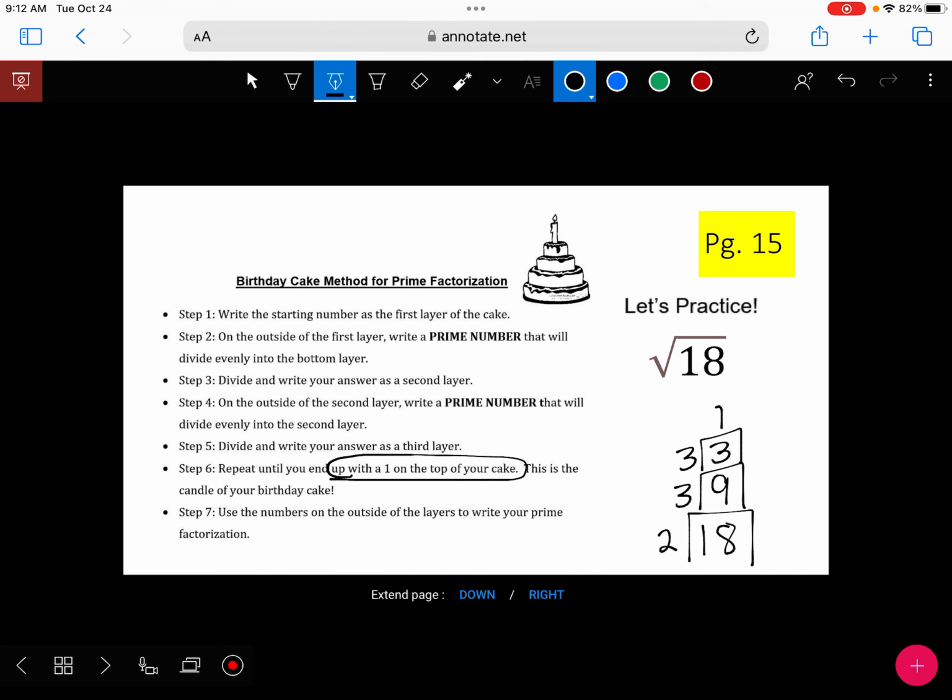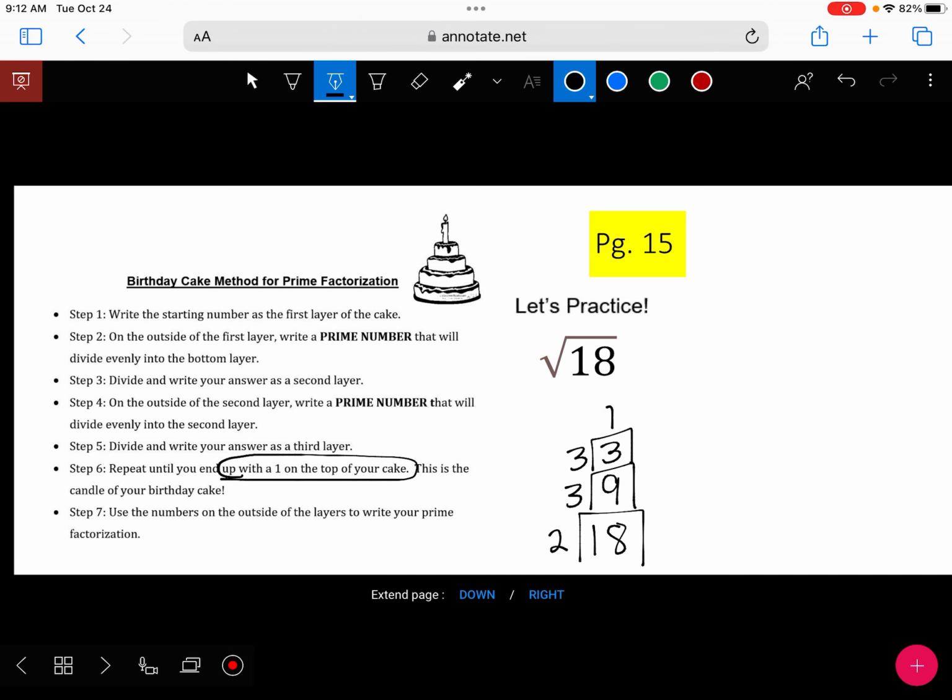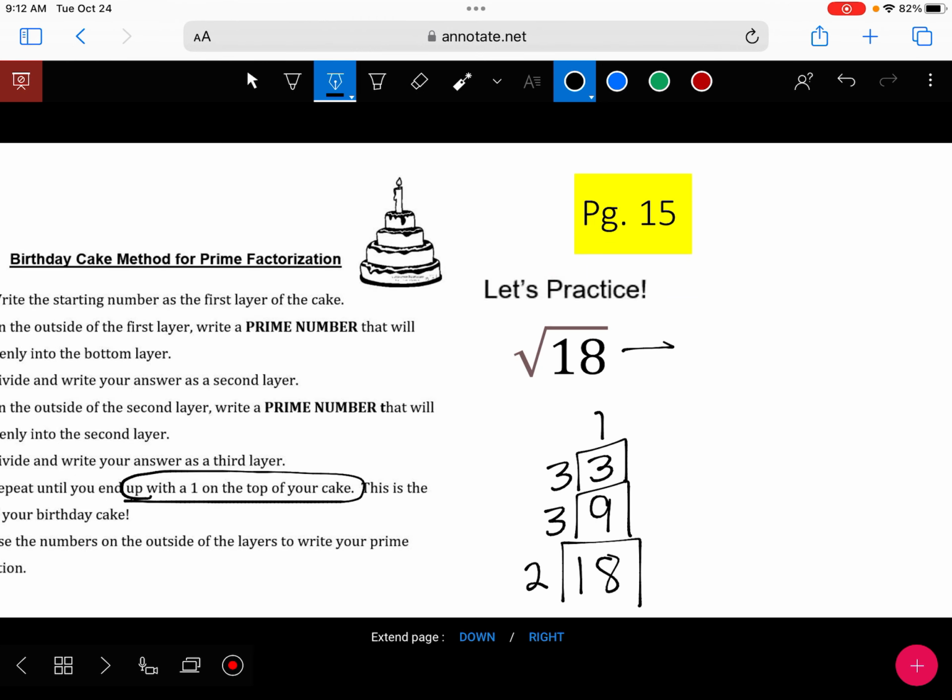So that means that 18 can be written as, using these numbers. Another way to write 18 would be 2 times 3 times 3.